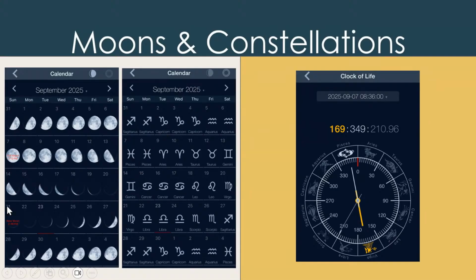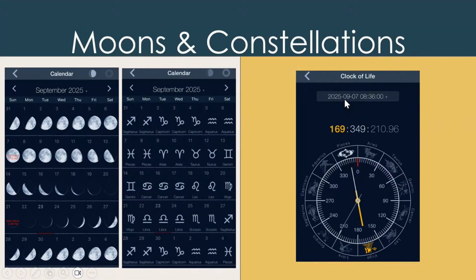Over here is another feature on this app I should show you. It's called the Clock of Life. So not only does it tell you what phase the moon is, it tells you what constellation it's in, but you can actually change the date. You can't change the time, or else I would do that. But you can change the date, and it will tell you where the sun and moon are. So the yellow represents where the sun is, and the white is where the moon is.